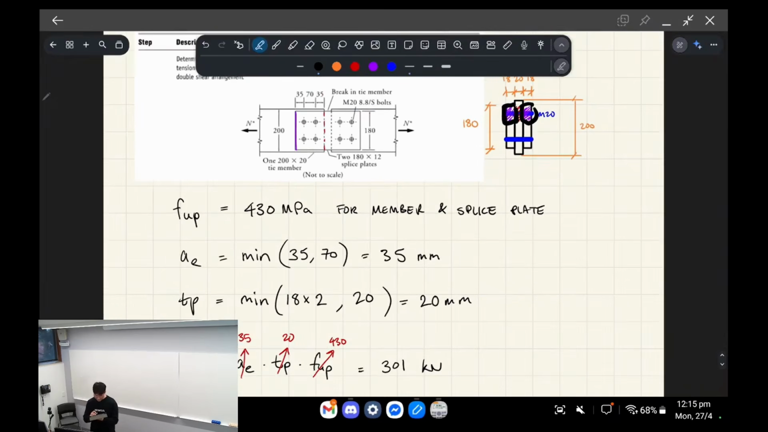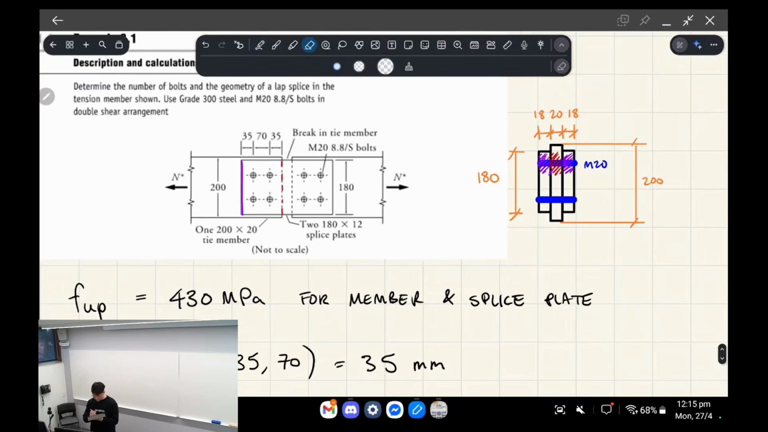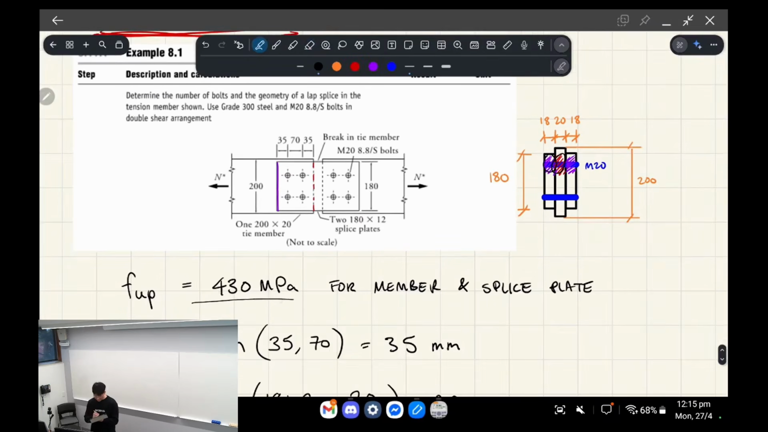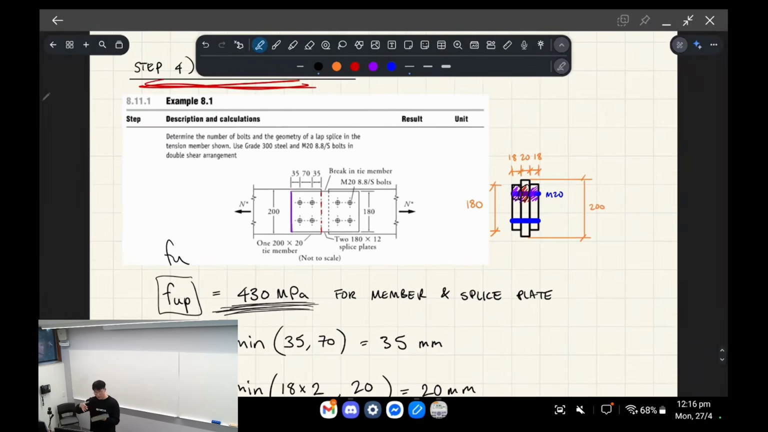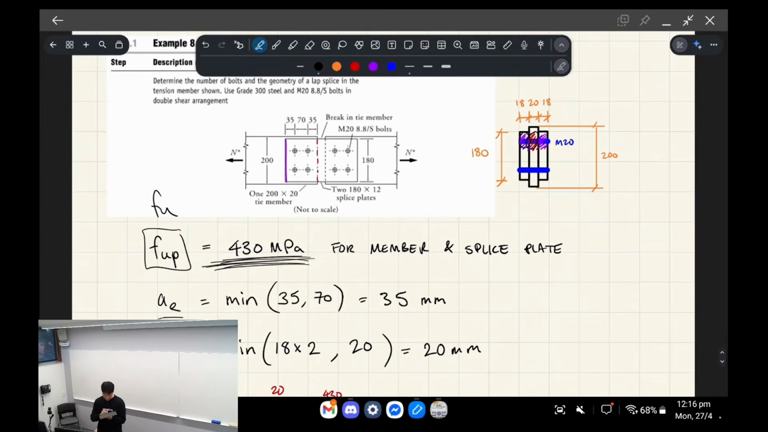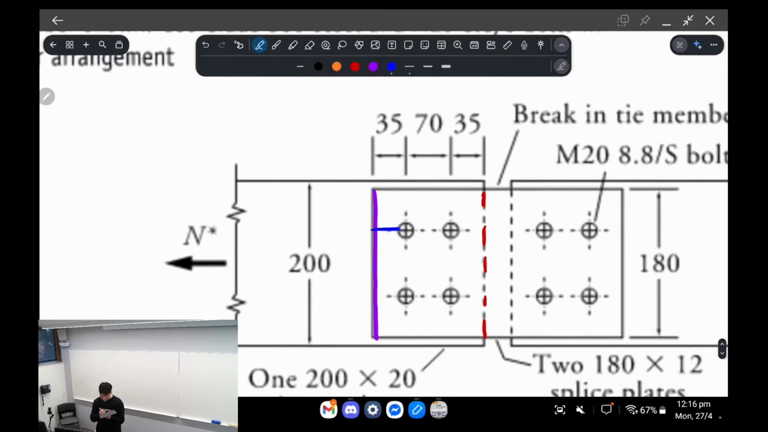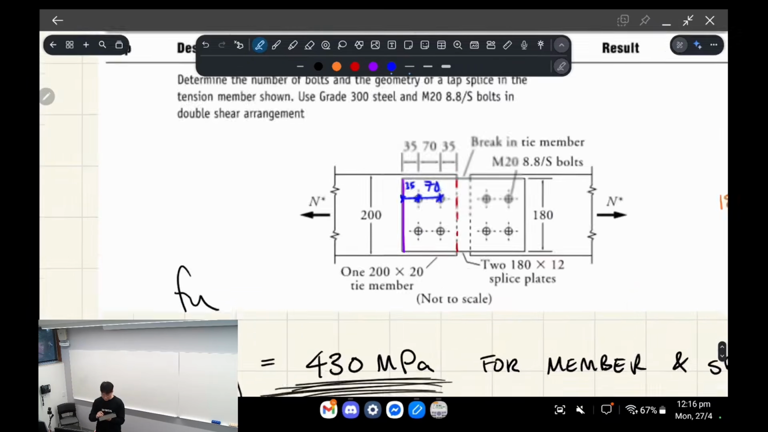Okay. So first thing we're going to do, by the way, for both the splice plate and the member itself, we have the same ultimate, so this is like FU in the standards, the ultimate member tension capacity. Okay, so they're the same. Next thing we're going to do is check the edge distances. When you look at a given bolt, you have to check this distance, which is 35, from the edge to the middle of the bolt. And you also have to check the bolt to bolt center to center distance as well. Okay, and you take the minimum between those two.